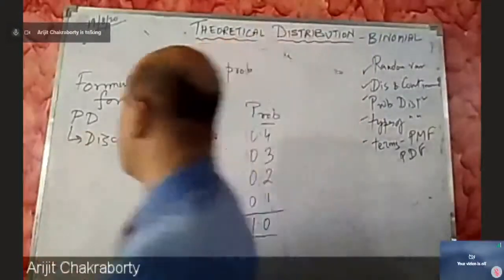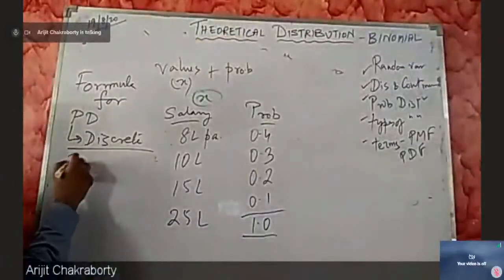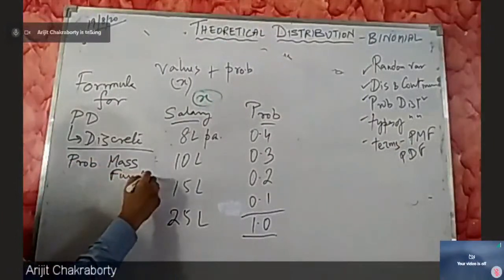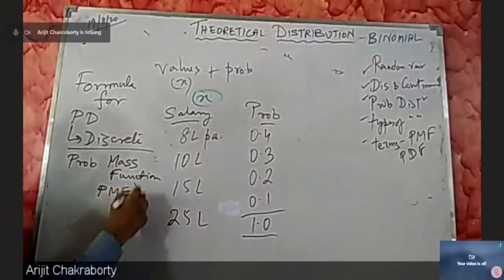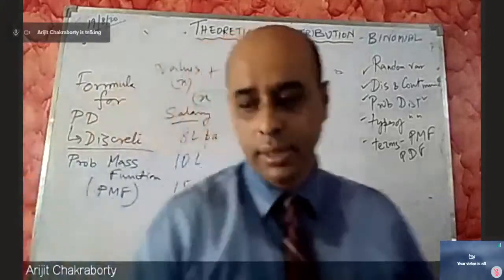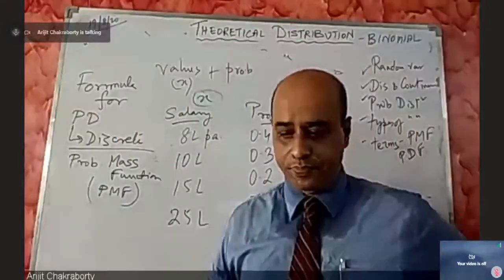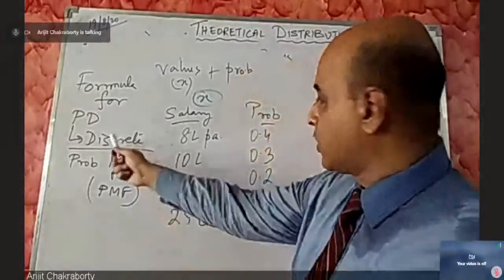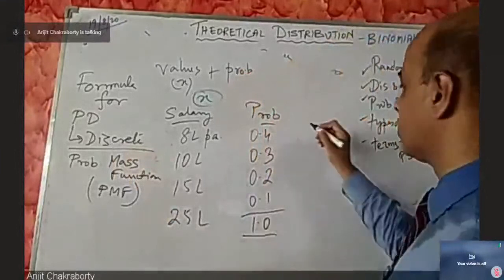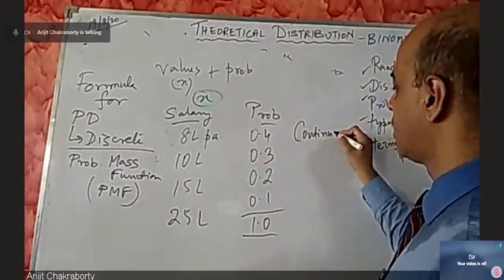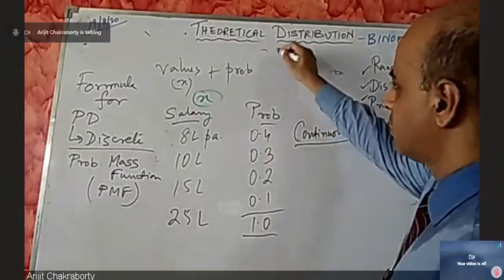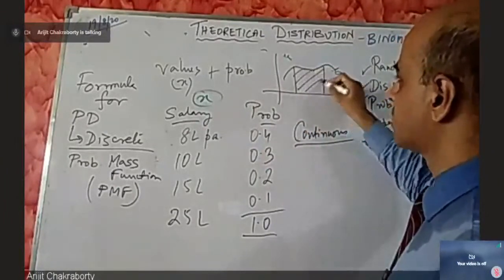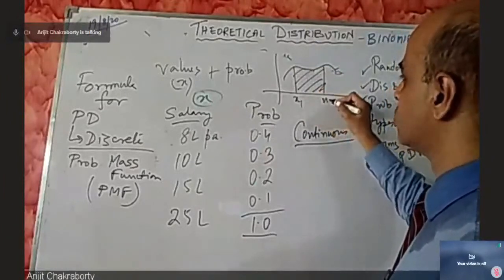Please keep a note of it. I am writing, for discrete it is known as probability mass function. PMF, probability mass function. Please note, the probability mass function. Okay? Now, this is for discrete. Now, for continuous, I will write here. For continuous, like a continuous curve. Okay, continuous curve, two values x1, x2.